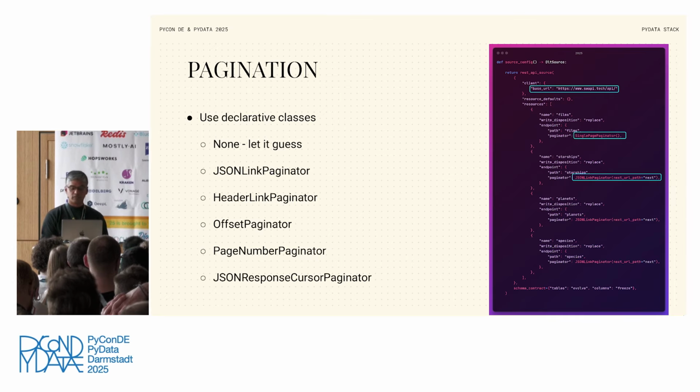Here, DLT gives some really useful classes that automate this. So using the JSON link paginator, it basically follows the link in the URL that's provided by the response and just iterates through those URLs until it exhausts all of the pages. No while loops, for loops to do that manually. It handles all of that under the hood.